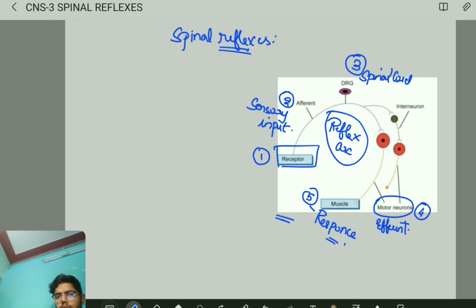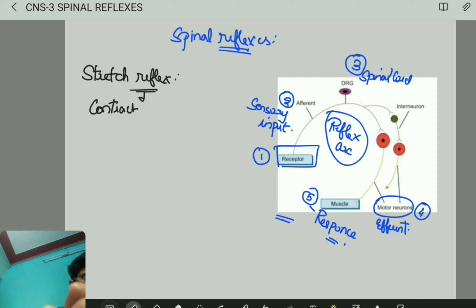Yes, have you got the idea? Right. Now what you have to know is that you have something called stretch reflex. What is this stretch reflex? See, this is the reflex of contraction. First point is the reflex of contraction of the muscle to stretch.